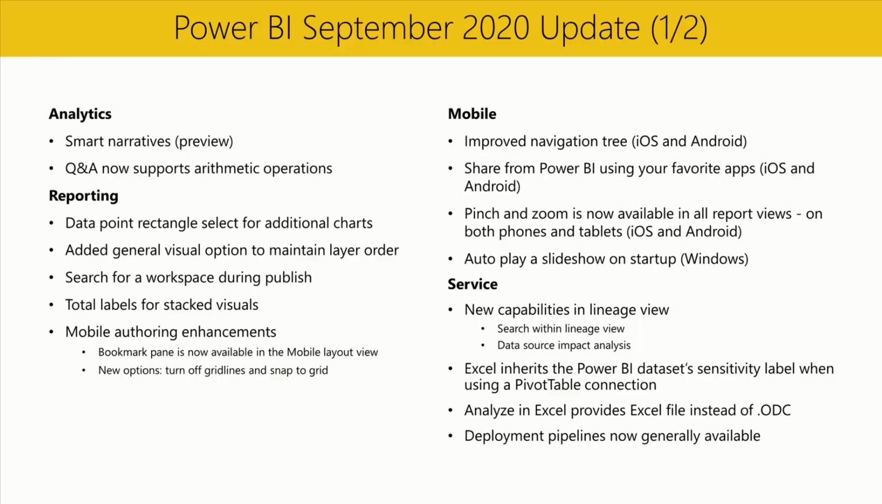First, Data Point Rectangle Select is now available for additional charts. Last month, we released the preview version of the Data Point Rectangle Select, making it available for line, area, and scatter charts. This month, we're extending that functionality to the bar and combo charts. Now you can draw a rectangle to select data points in the stacked, clustered, and 100% stacked bar and column charts, as well as in the line and column combo charts. Please continue sending us feedback on the feature.